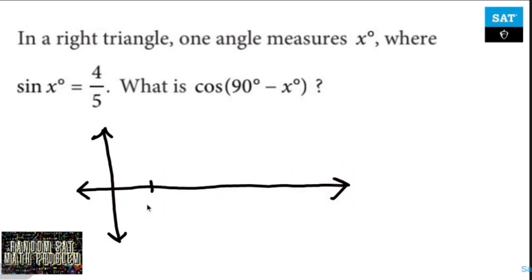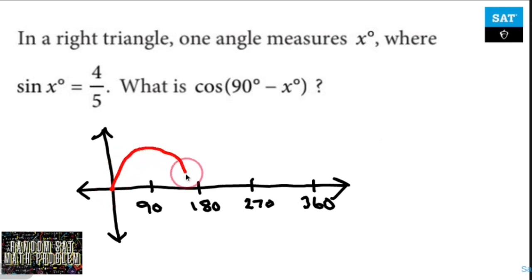All right, so magic happens at 90 degrees, at 180 degrees, at 270 degrees, and then it repeats itself at 360 degrees. I'm going to graph sine in red here. This is what sine looks like. Sine starts at 0, 0. It peaks out at 90 degrees, goes back to the x-axis at 180, goes down and restarts at 360. This is sine.